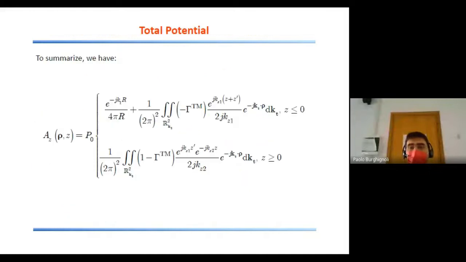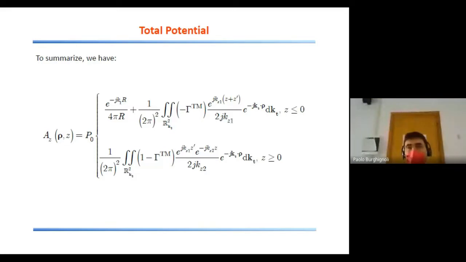So we can now collect everything we have said so far. We now know the potential. We have an expression for the potential everywhere. In particular, in the lower vacuum half space, we have the sum of the incident potential, which is available in closed form, so it's the free space Lipschitz function, plus an integral representation of the reflected potential, where you can see the reflection coefficient. Whereas in the upper dielectric half space, we have a different integral representation in terms of the vertical wave number kz2. Okay, this is a complete representation for the potential.